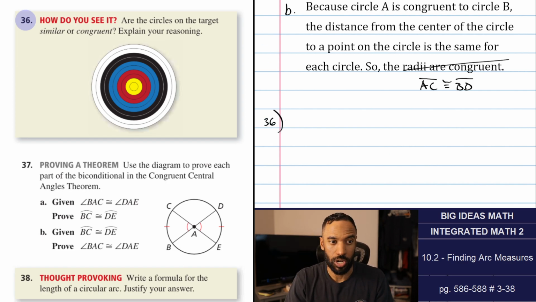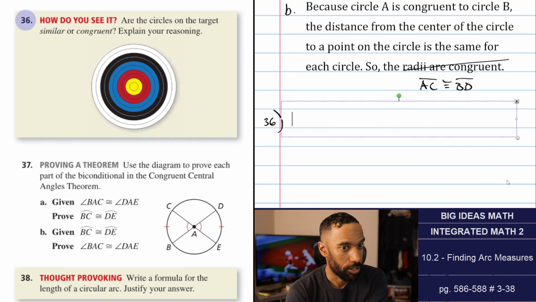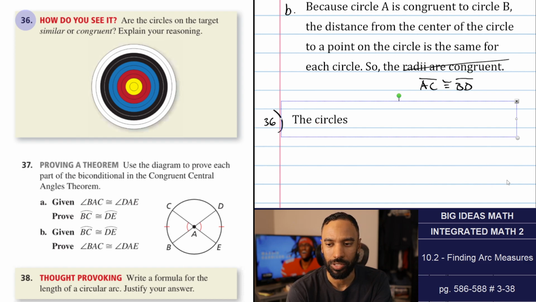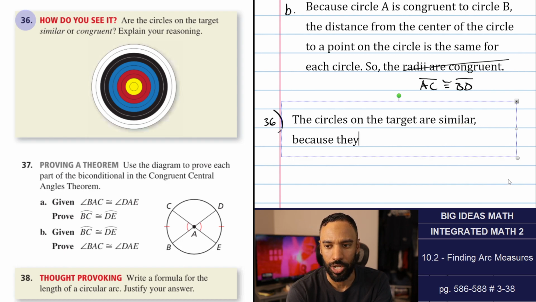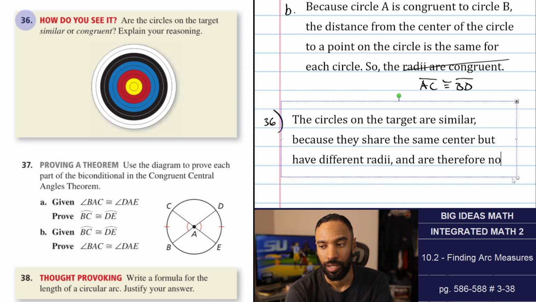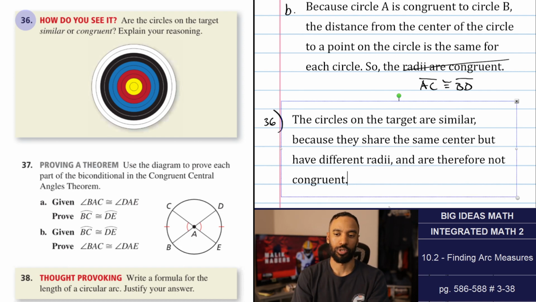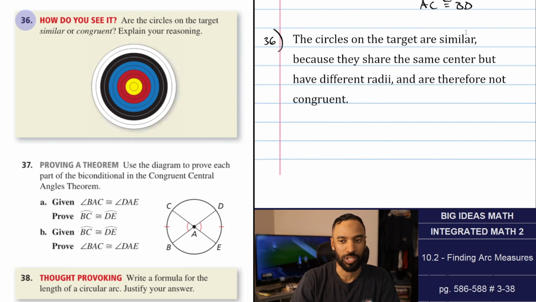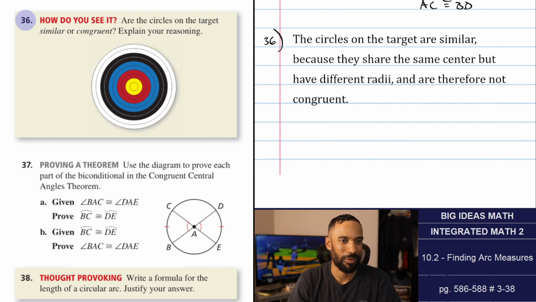Well, the circles on the target are similar. They appear to be similar. The circles on the target are similar because they share the same center but have different radii, and are therefore not congruent. I mean, I guess when you're giving me an option of one or the other, if it's not congruent, then they're similar, and I think that's the way I'm just going to go about talking about it.